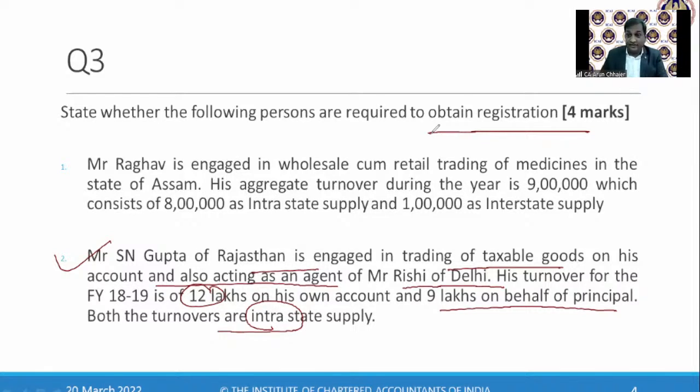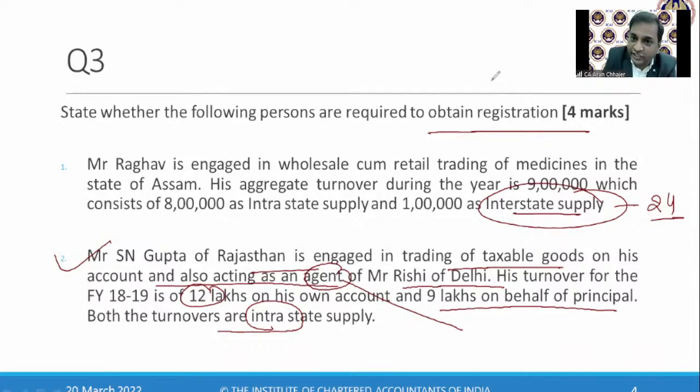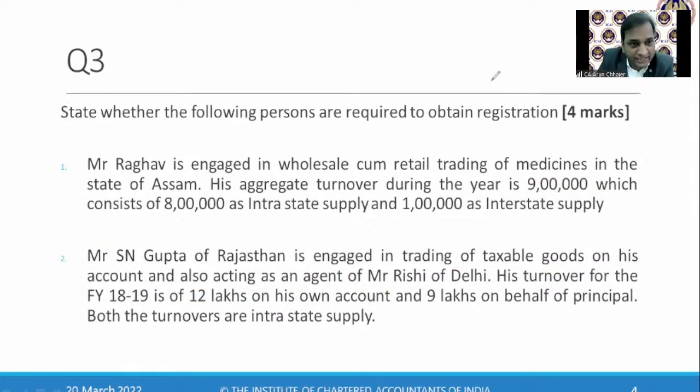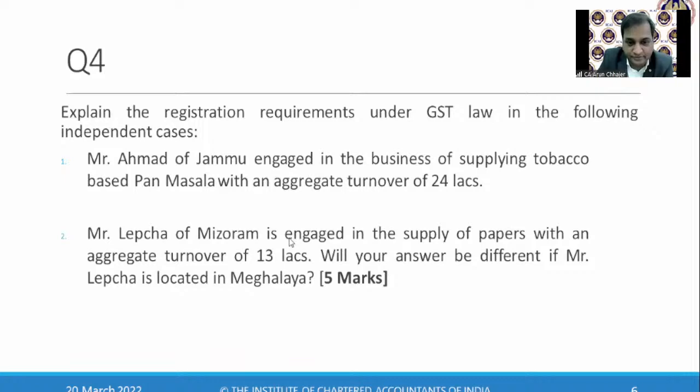Because we are doing CA, the stress or focus has to be given on every point. It's very, very important. So I can say in this case also, because he is covered in section 24, he needs to take mandatory registration. Because he is an agent covered in section 24, he needs to take mandatory registration. In both the cases, you need to take mandatory registration.